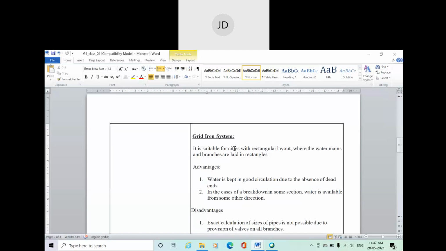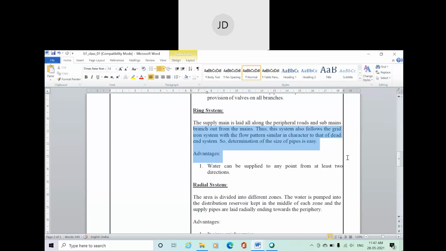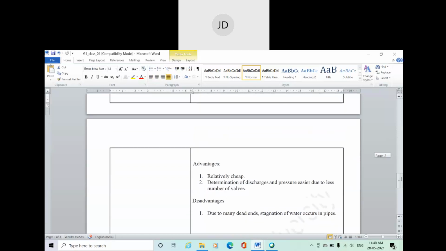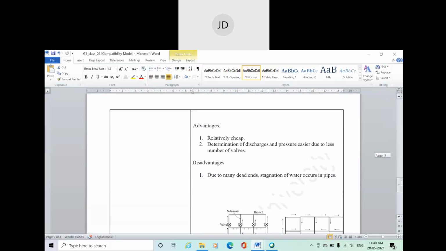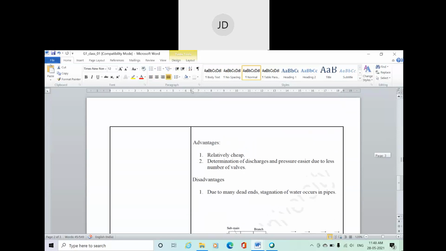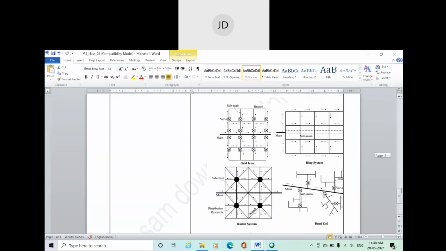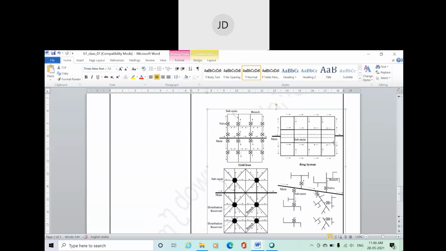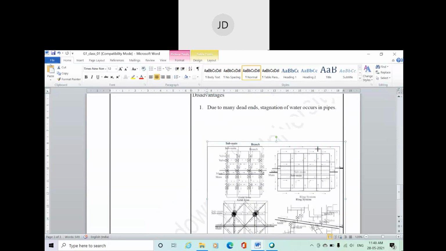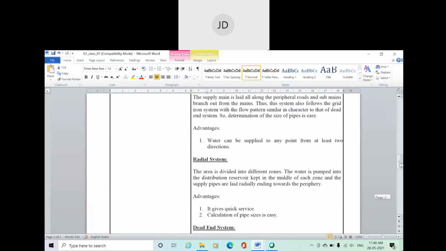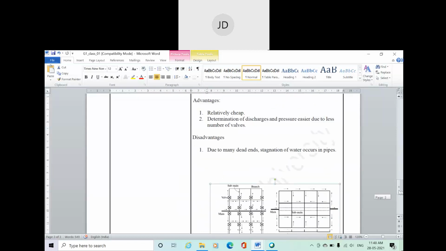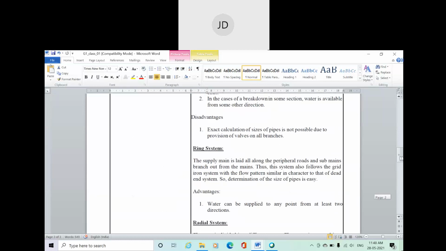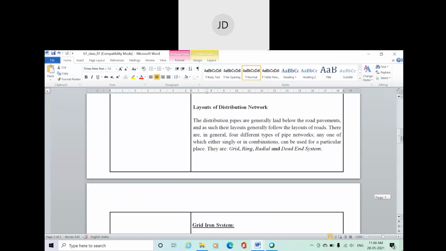Likewise, you can go through the grid pattern. Also go through the advantages of the ring pattern, radial pattern, and dead end pattern. I think it will be easy to understand. Just go through and read the advantages and disadvantages of the different patterns. So this is about today's class. Go through the different patterns mentioned in the notes. I will provide these notes in the student portal, and also on WhatsApp.